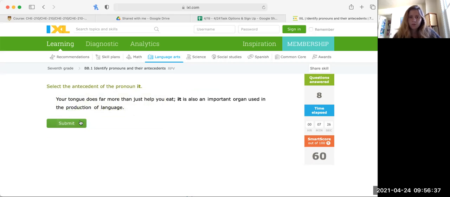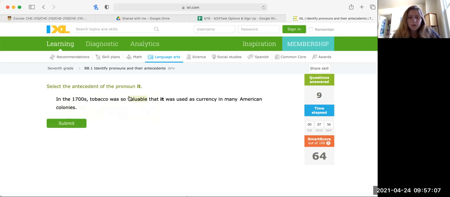That's all you really have to do: ask that question. Your tongue does far more than just help you eat. It is also an important organ used in the production of language. What's the antecedent of the pronoun it? Well, it is your tongue. That's what we're talking about in the sentence. Hopefully you can see how identifying these two pieces is helpful for your writing.